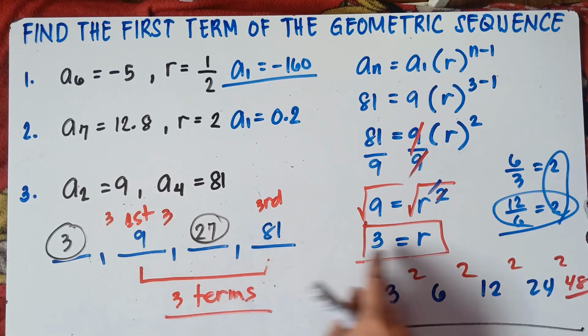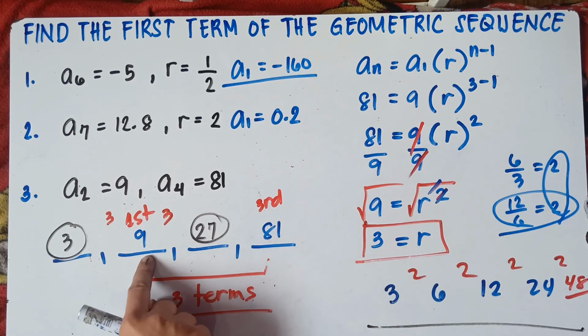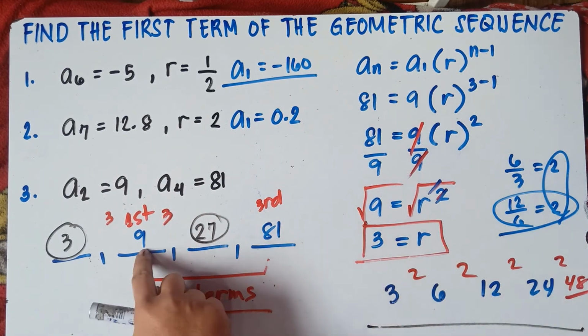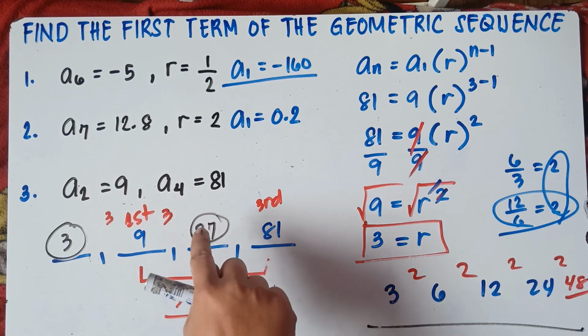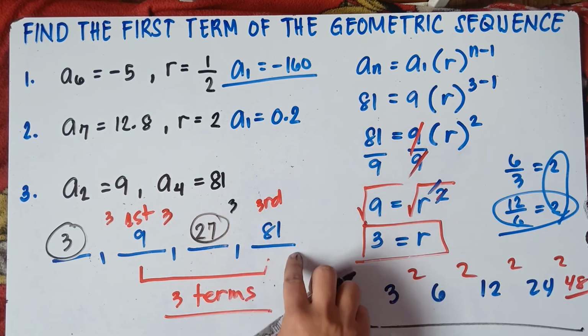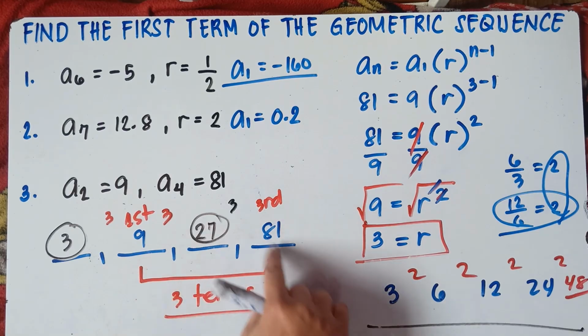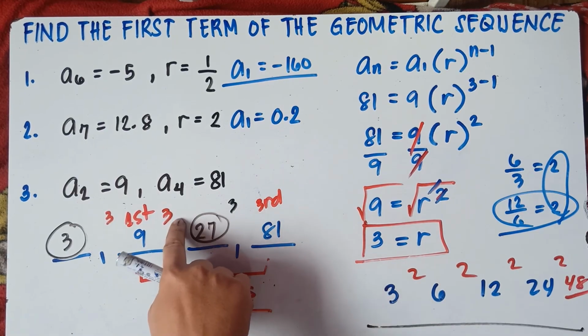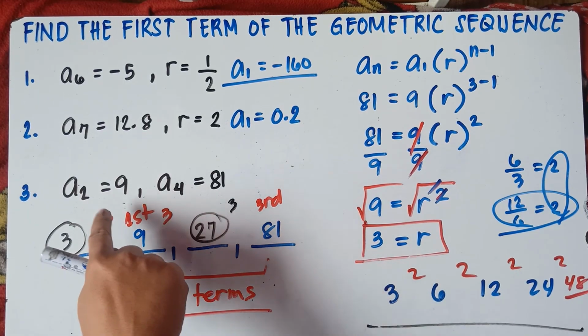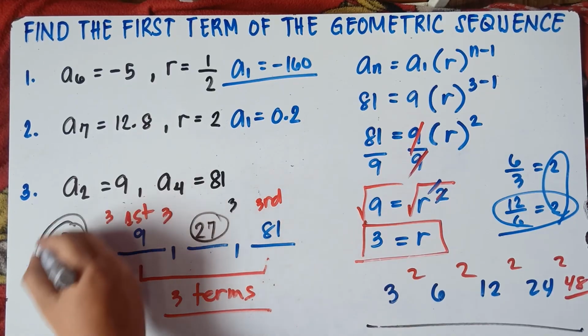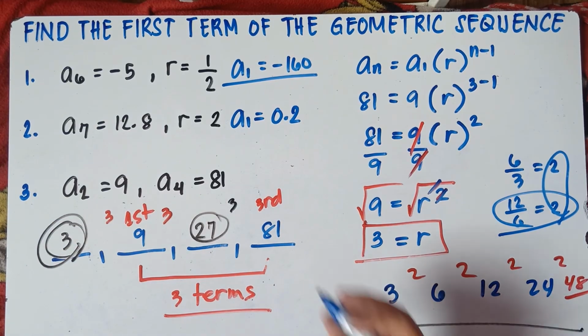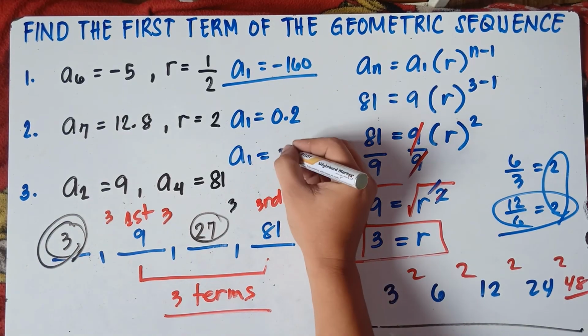Now, since we have the common ratio, which is 3, so if we have 9, to get the next number, you multiply it by 3. 9 times 3 is 27. 27 times 3, that would be 81. Going to the left, 81 divided by 3 is 27. 27 divided by 3 is 9. 9 divided by 3 is 3. Therefore, the first term is 3. That's it, class. The first term is 3 for number 3.